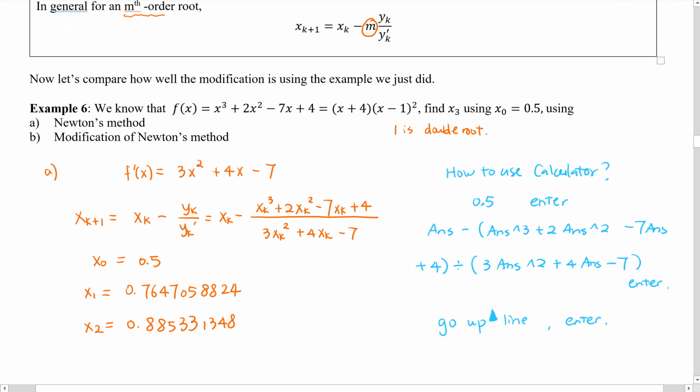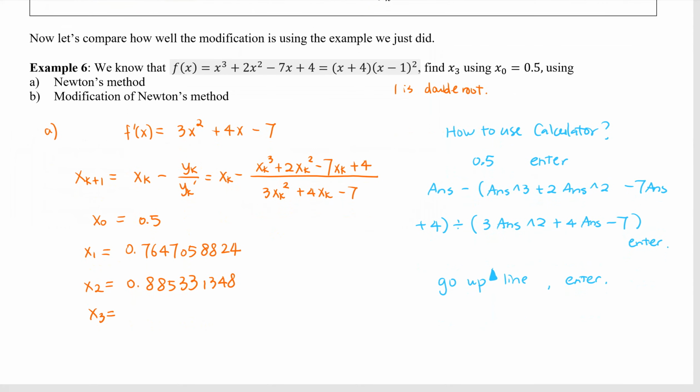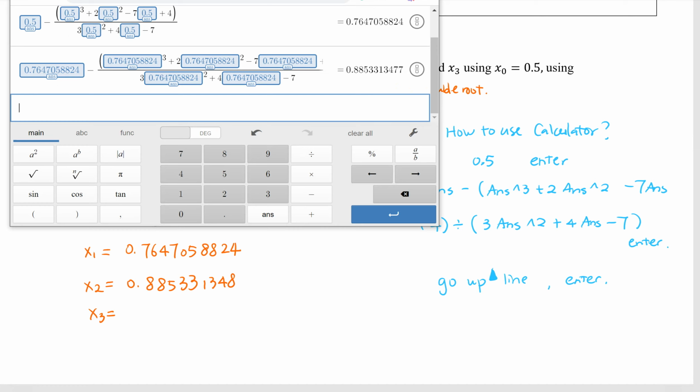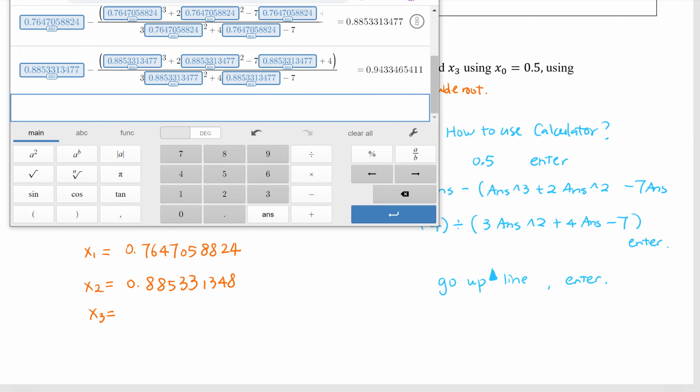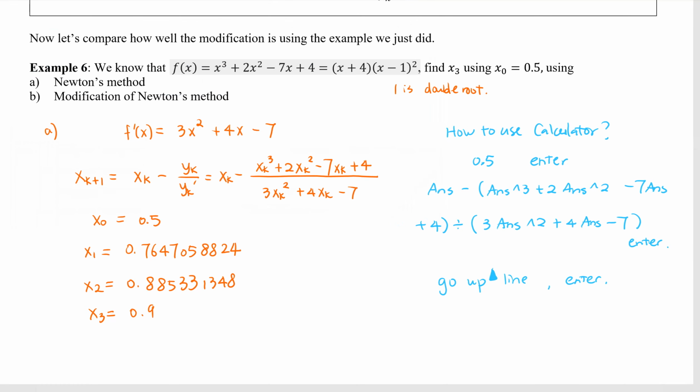0.8853331348. Okay. x3. So we just keep, you can double click the enter, see whether you will get it. Okay, so what I do is I paste again. 0.94, 3346541, 9433465411, right? Okay.